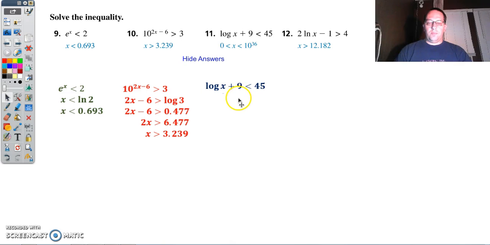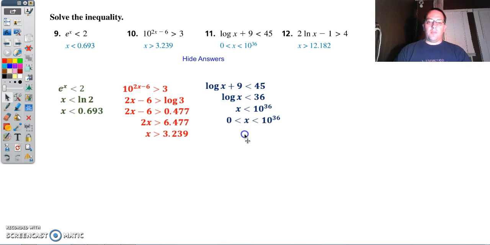All right, number 11. Original problem. Subtract 9 from both sides. Now we have the logarithm all by itself. We're going to put this in exponential form. So x is less than 10, because it's common log, so it's base 10, to the 36th. And we're not going to work that out, because 10 to the 36 is 1 followed by 36 zeros. And I probably don't have room for that on my screen. Let me just leave it like that.